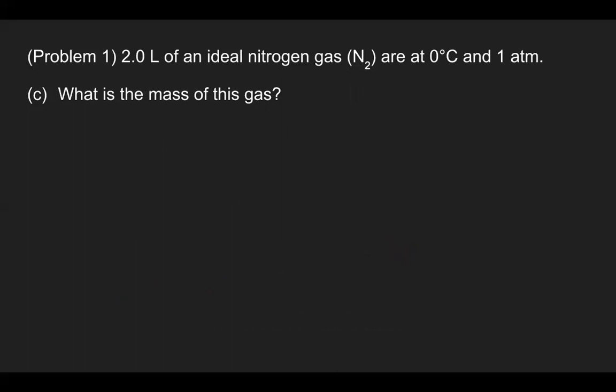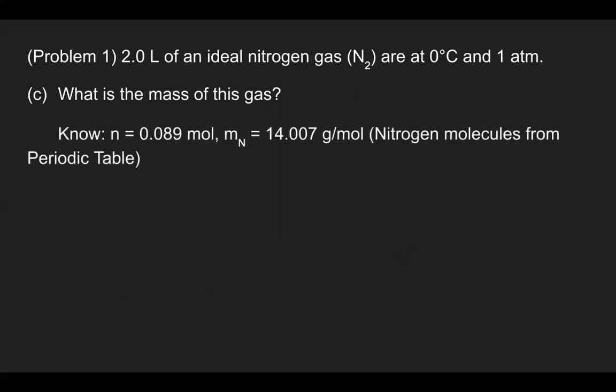Finally, what is the mass of the gas? From part A, once again, we have 0.089 moles, but we also need to know the grams per mole of each molecule. For a single nitrogen atom, you can figure out from the periodic table that it's 14.007 grams per mole. However, this is nitrogen gas, and we had specified it was N2, so you have to double it, which is 28.014 grams per mole.